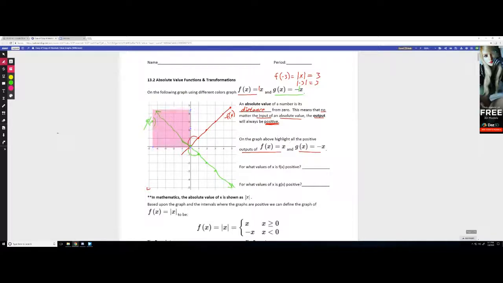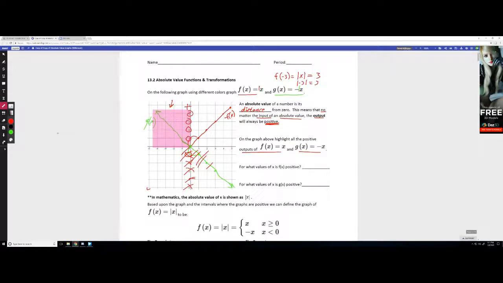Notice in this area for the line, all the outputs are positive. You have 1, you have 2, you have 3, you have 4. They're all positive, and I'm going to ignore this part, because you have -1. That's negative. We don't want these. So I'm just focused on what's in the highlighted region. Those are my outputs that are positive.